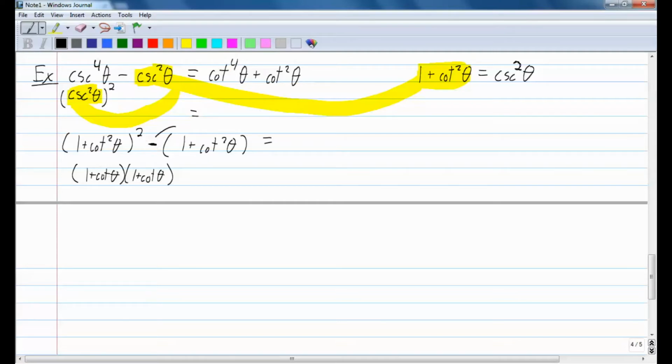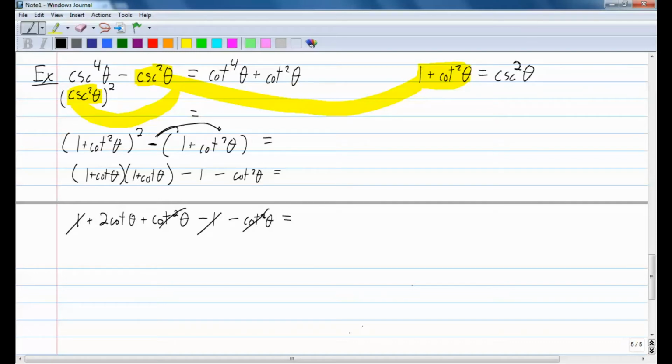Alright, here I have a minus in front. I just need to distribute that minus. So it's going to be minus 1 minus cotangent squared theta. Now let's multiply that out. You're going to get 1. Then you're going to get a positive cotangent theta. You can get another positive cotangent theta. So that's going to be plus 2 cotangent theta. And then you're going to have cotangent theta times cotangent theta. That's cotangent squared theta. Then you have minus 1 minus cotangent squared theta. Okay. I have a plus 1 and a minus 1, so they cancel out. I have a plus cotangent squared theta and a minus cotangent squared theta, so they cancel out.